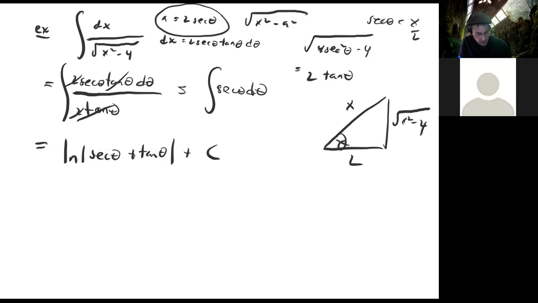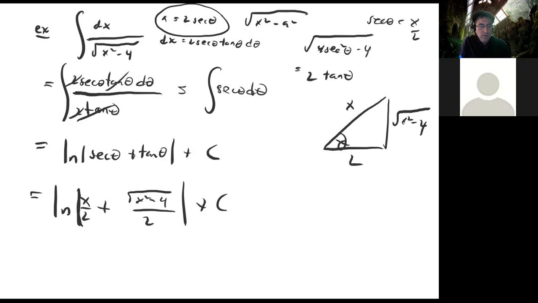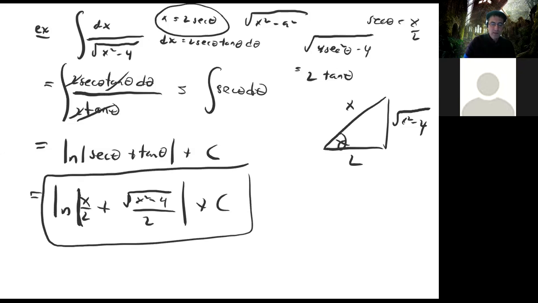Okay, so now we can compute all the terms, because ln of secant theta, well, secant theta is x over 2, and tangent theta, and there's an absolute value, tangent theta is opposite over adjacent, so that's the square root of x squared minus 4 over 2 plus c. So that is the solution to this problem. It wasn't that hard.